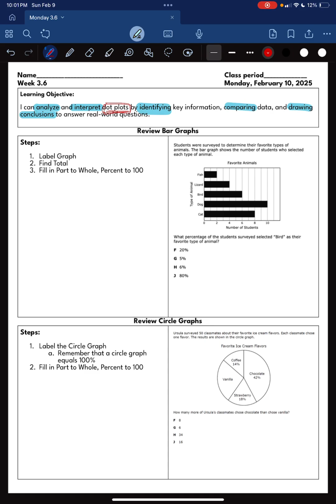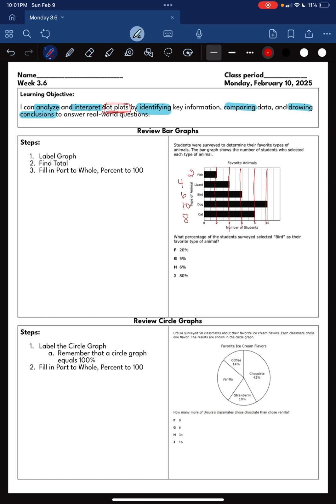So let's begin by reviewing bar graphs. So we've done this bar graph before. We always start with labeling our bar graph. We know that fish is 2. We know that lizard is 4. Bird is 6. Dog is 10. And cat is 8. So I've labeled that. That means I've gone and looked at each one, figured out how much each one of them have. So how many number of students preferred a fish, a lizard, a bird, a dog, and a cat.